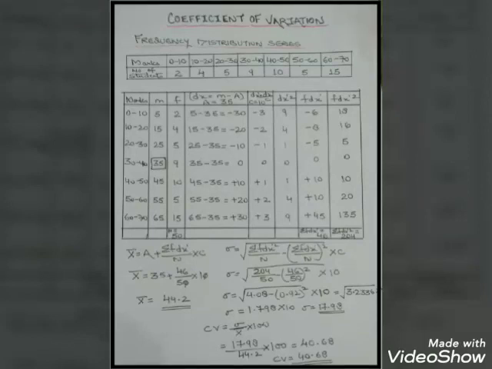So the square root of 3.2336 is, children, 1.798. When you multiply this with 10, you get your standard deviation as 17.98. Right?